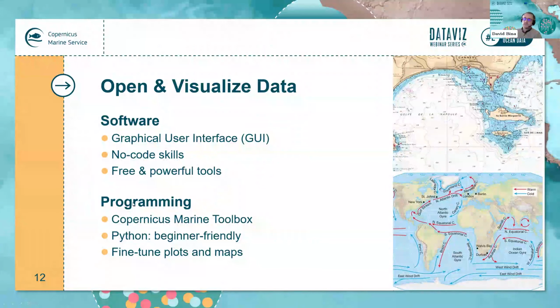And then the second main method to open and visualize data is via the programming approach. So there is the Copernicus Marine toolbox. I would advise, especially for those who are starting their journey into the programming approach, the language Python, because it's beginner friendly, and obviously there are lots of tutorials and documentation on the web. But also for more advanced users, the main advantage of the programming approach is that you can fine-tune your plots and maps the way you want via the code.